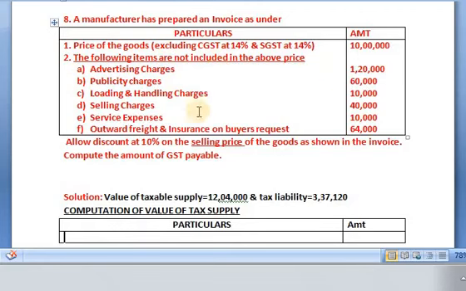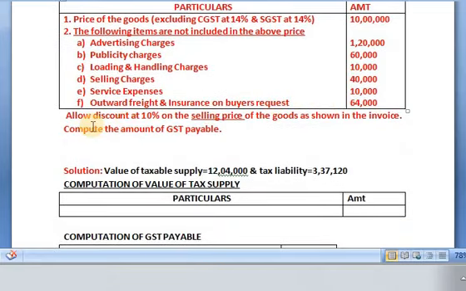Okay. So then we need to go for adding all the expenses. Advertisement charges 1,20,000 has to be added. Publicity charges 60,000 has to be added. Loading and handling charges has to be added. Selling expenses, selling charges and service expenses, outward freight and insurance on buyer's request. All these are the expenses paid by the seller, so it has to be added.